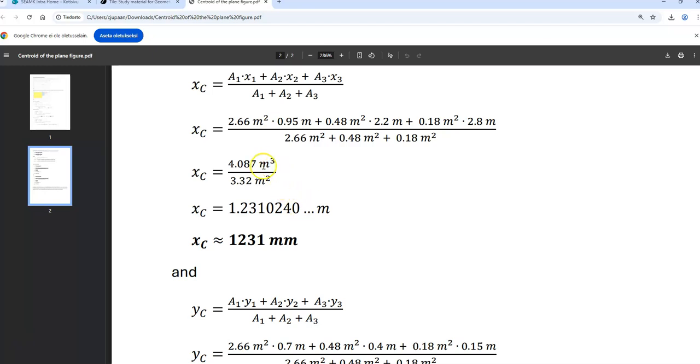In Finnish, by the way, I don't know if I said that, but meter raised to the power 3 is kuutiometri, and this meter squared is neliömetri in Finnish. And now when we are dividing these figures by each other, then we see that there are meter times meter times meters cube. Yes, it's the same thing. Thank you.